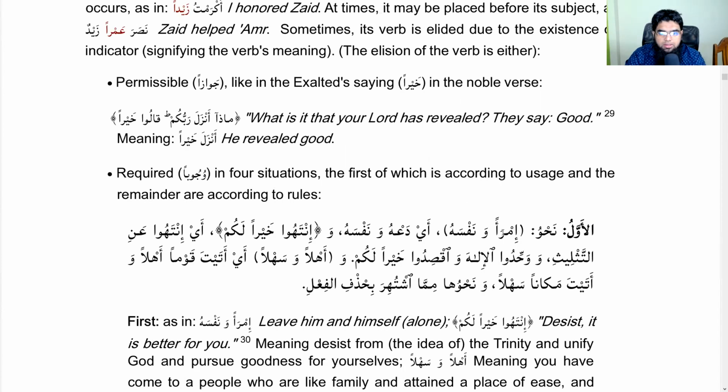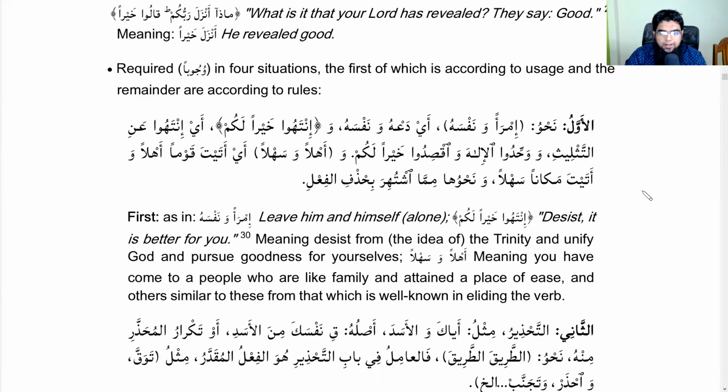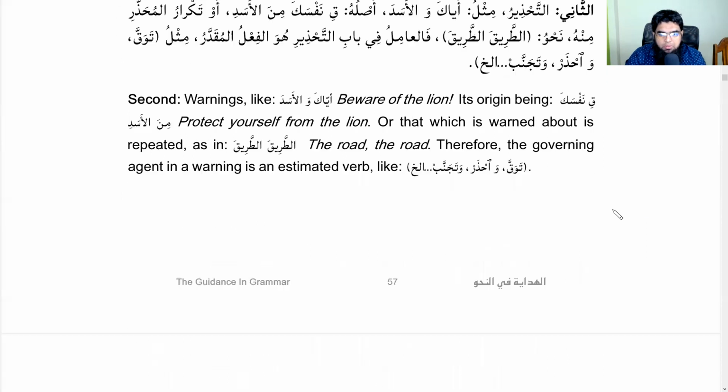Yeah, this is very common. Ahlan wa sahlan. Ay atayta qawman ahlan wa atayta makanan sahlan. Ahlan wa sahlan, also the verb is deleted.